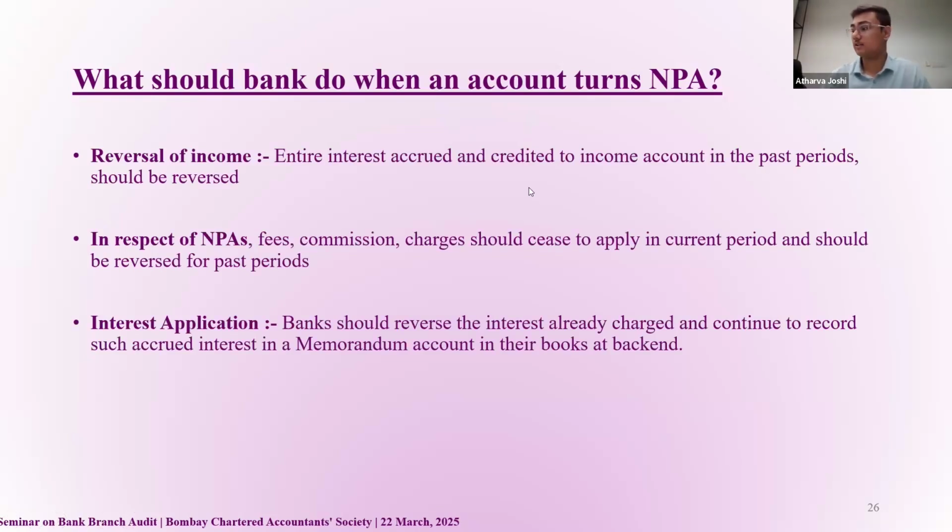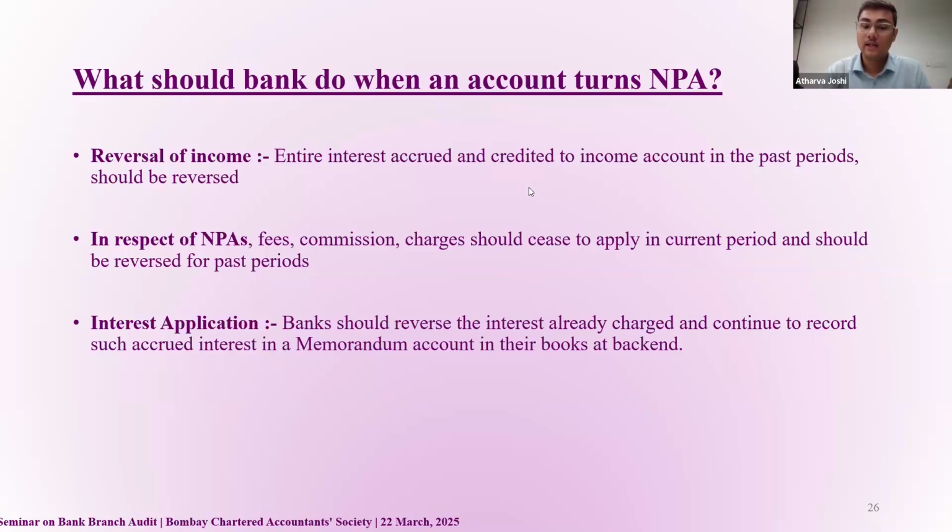reverse the income if any advance, including bills purchased and discounted, becomes non-performing asset. The entire interest accrued and credited to the income account in the past period should be reversed if the same is not realized. Secondly, in respect of NPA classified accounts, the bank should not charge further fees, commissions, and similar income that has accrued in the case. It would cease to accrue, and in case it has been accrued in the past period, it should be reversed by the bank. Now, talking about the interest application portion.